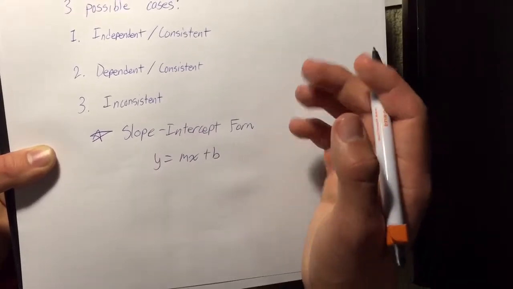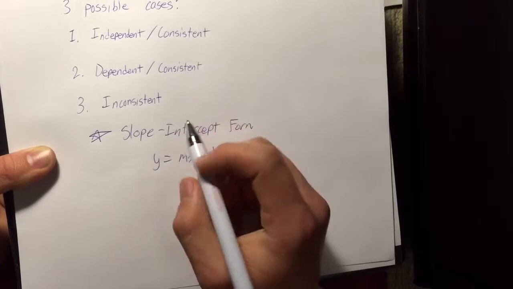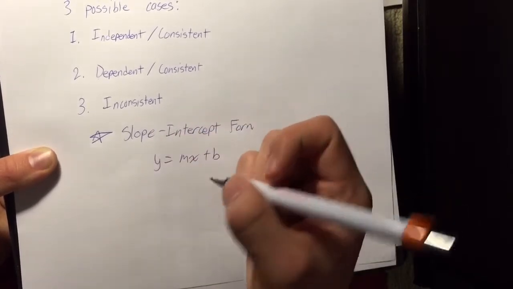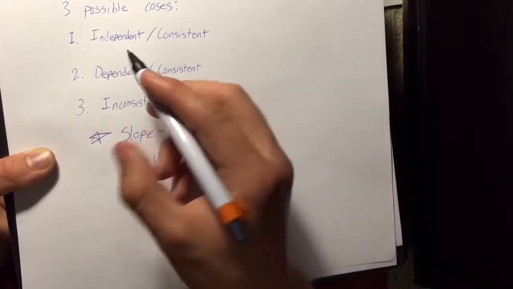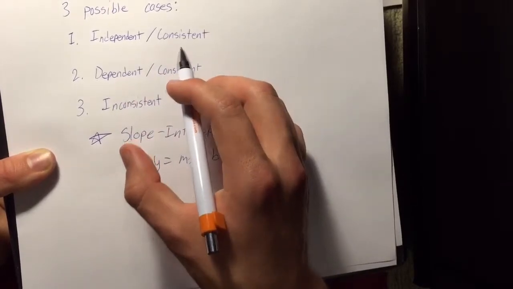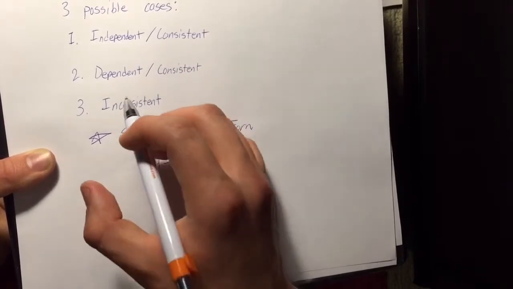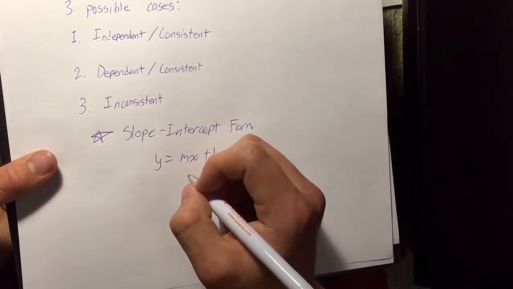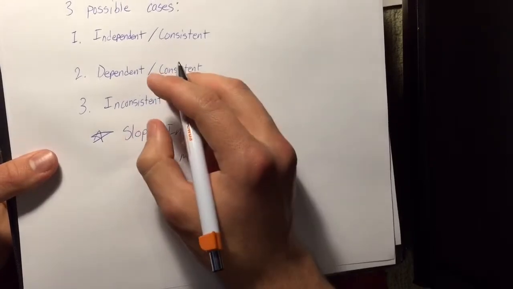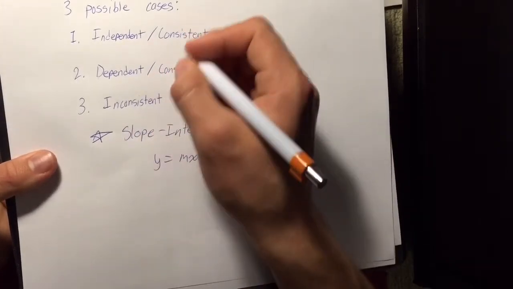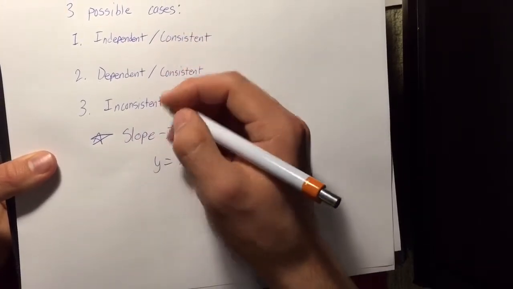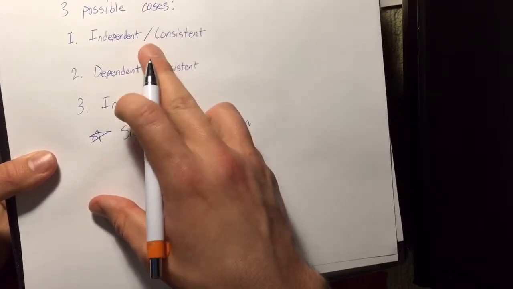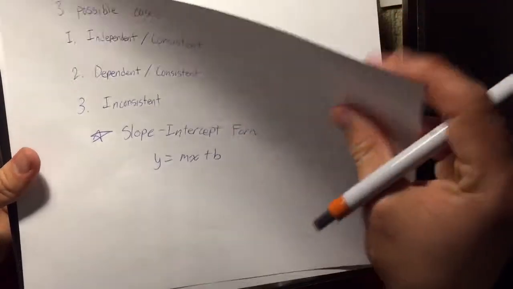Now, since most of these are written in standard form, if we want to graph them easier and find their slopes and see whether they're independent and consistent, dependent and consistent, or inconsistent, we should rewrite them in slope-intercept form. Now, I'm going to show an example for each of these. So first, let's start with the independent and consistent.